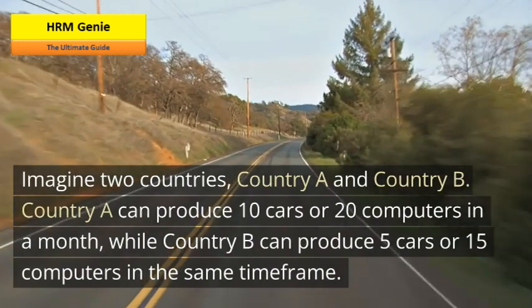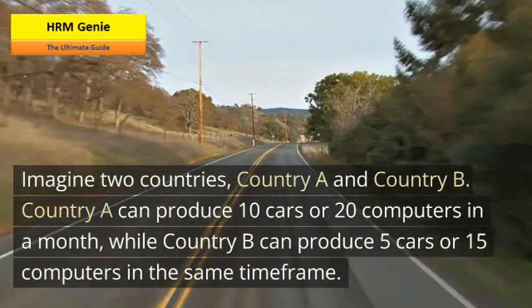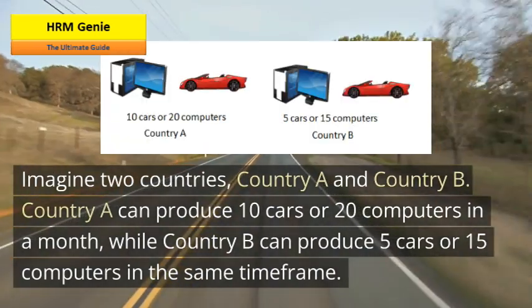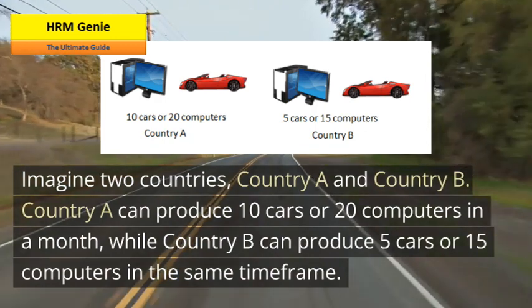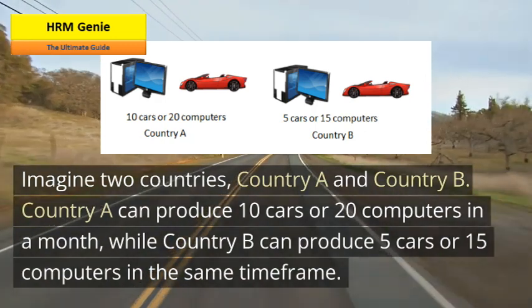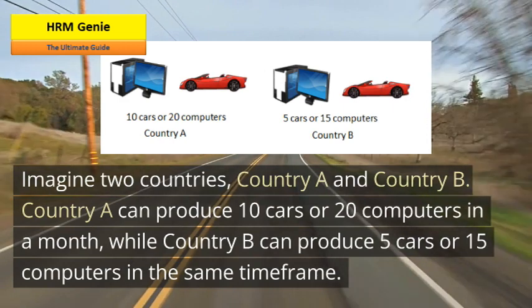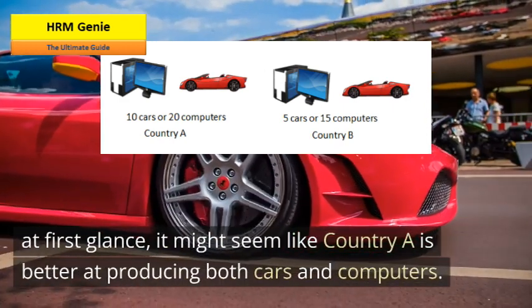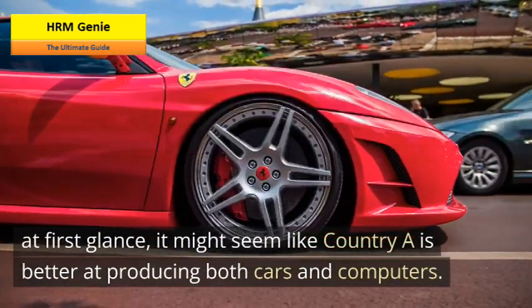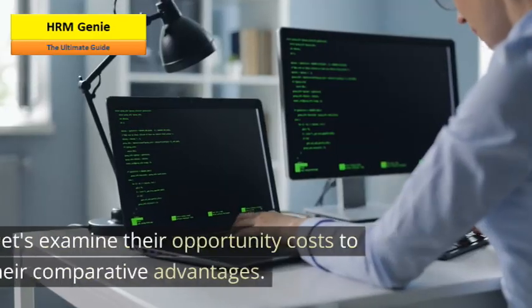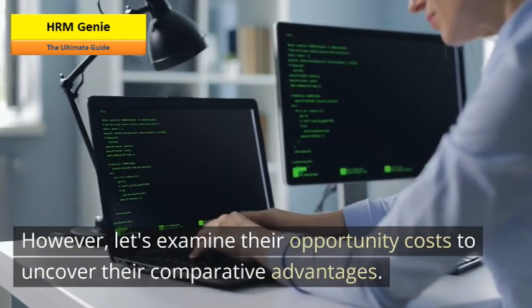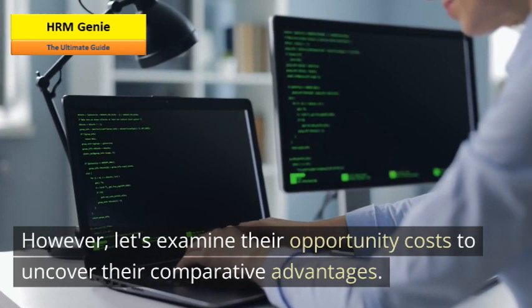Imagine two countries, Country A and Country B. Country A can produce 10 cars or 20 computers in a month, while Country B can produce 5 cars or 15 computers in the same time frame. At first glance, it might seem like Country A is better at producing both cars and computers. However, let's examine their opportunity costs to uncover their comparative advantages.